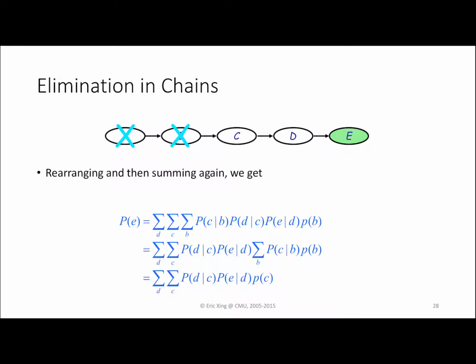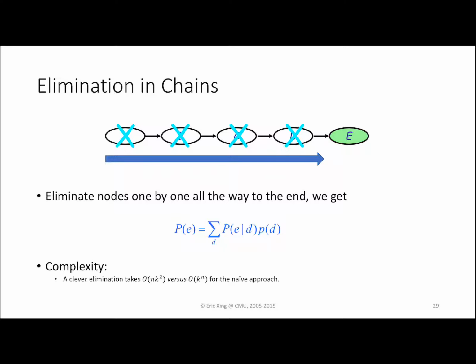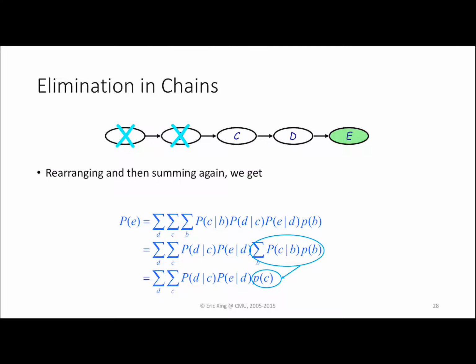So hopefully by now you see that there's a procedure. I started from the tail of this chain. I pushed the sum forward, and all of the terms that are dependent on that variable, I start summing that up. Right? I can do that for C, for D, and so on and so forth. Now, what is the computational complexity?